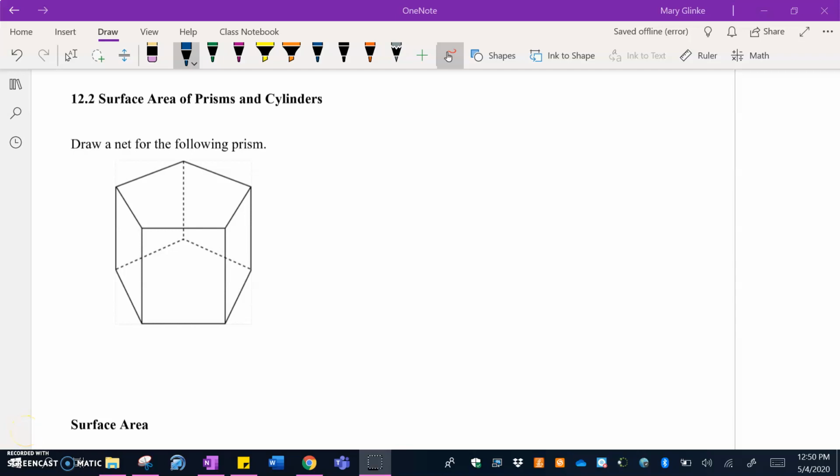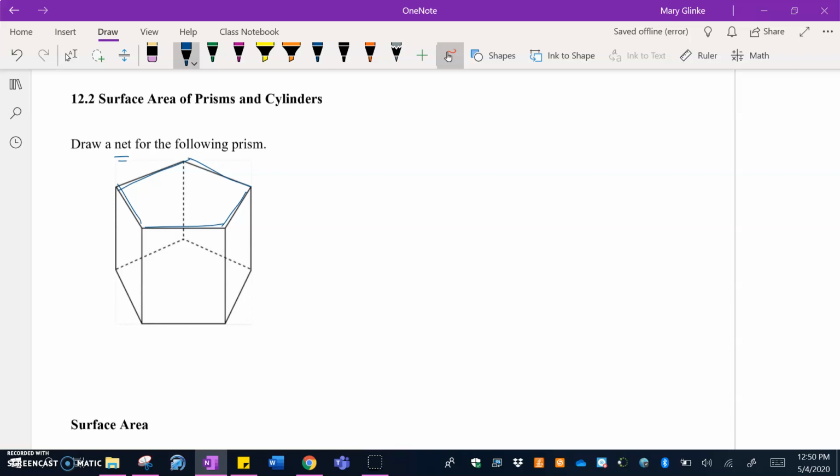Hello, today we're going to talk about surface area of prisms and cylinders. So here we have a pentagonal prism. You can see that because you have two bases that are congruent and parallel and they have the shape of a pentagon. If we want to draw a net, it's as if someone is opening this box or package up and laying all of it flat in a 2D shape.